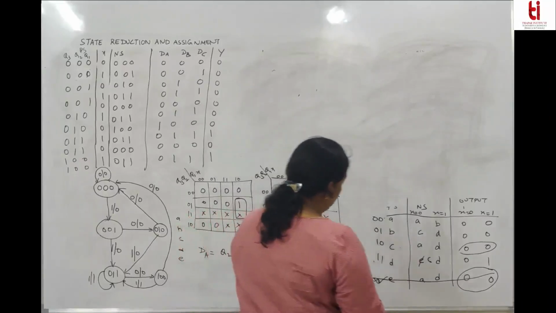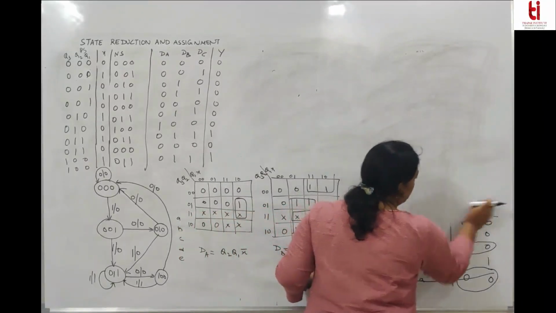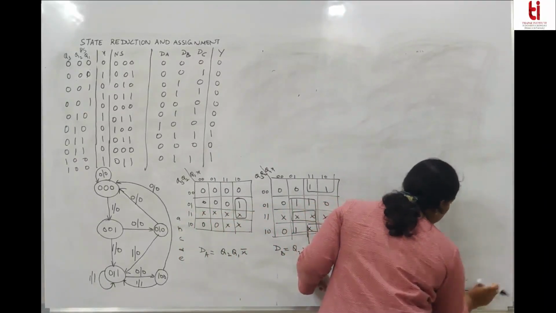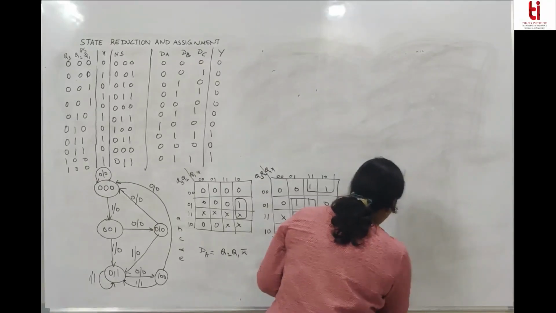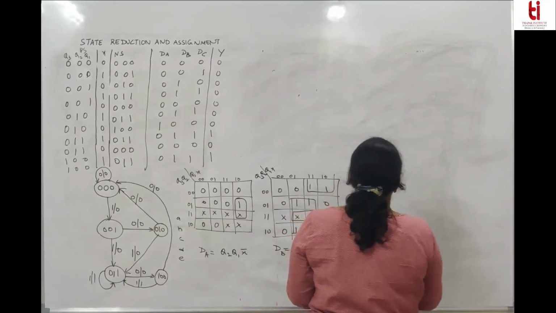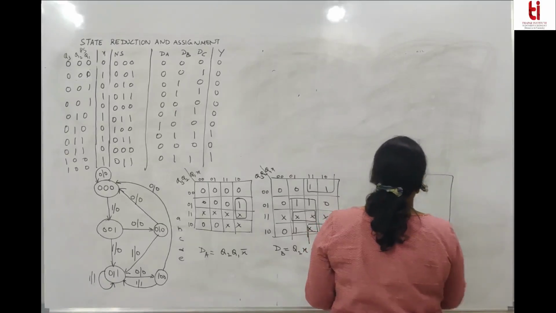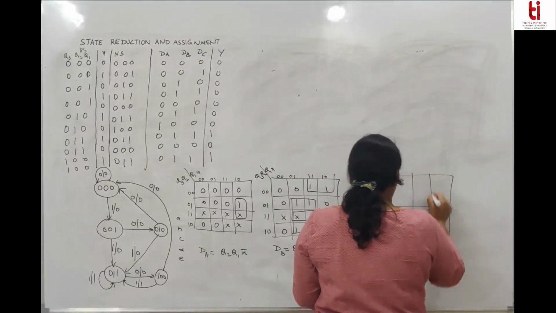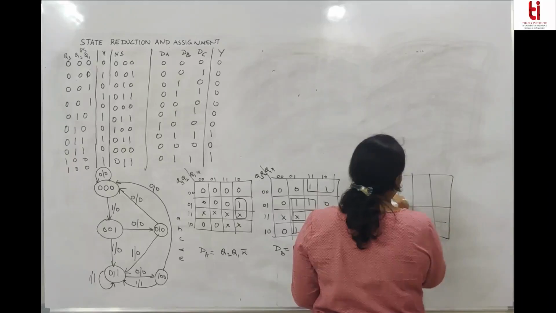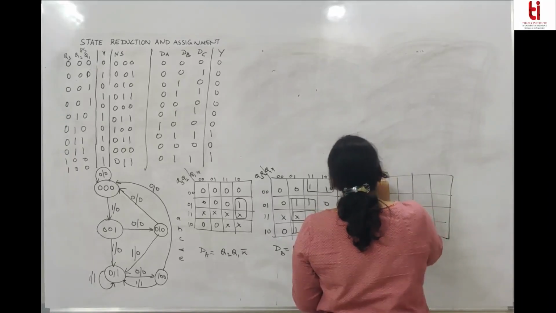This is DB. Then we have to find the third input DC, because there are 3 bits, so they need 3 flip-flops, 3 states. If you have 5 states, they can only be represented by 3 bits, not less than 3 bits.